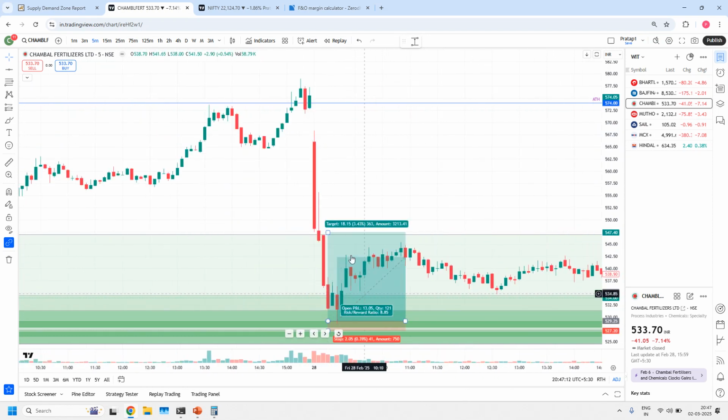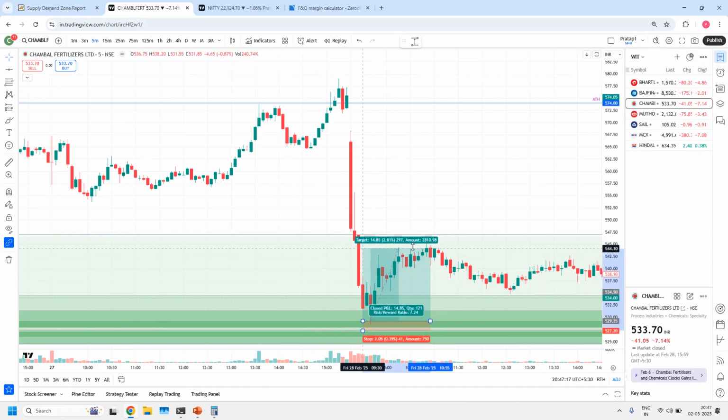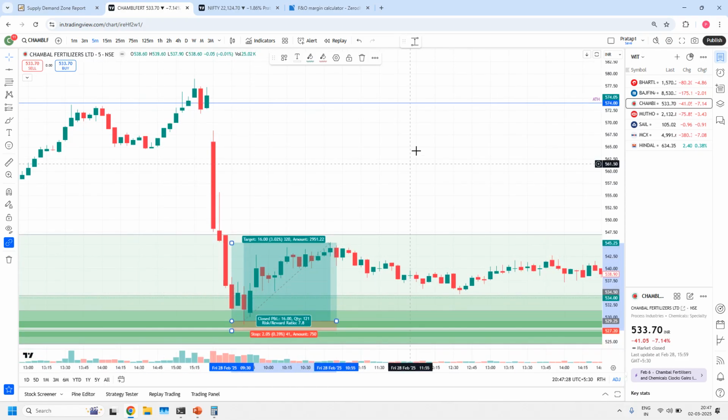And where is our entry? Your entry is on this 5-minute zone. And up to where do you want to calculate? Till the maximum, how much it has given, we are just seeing. See, it has given 1:7.8 RR till the maximum on the day.